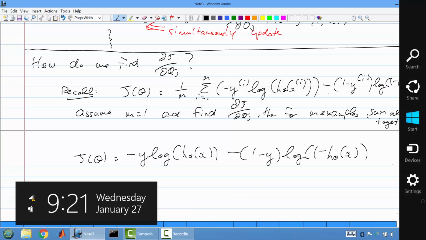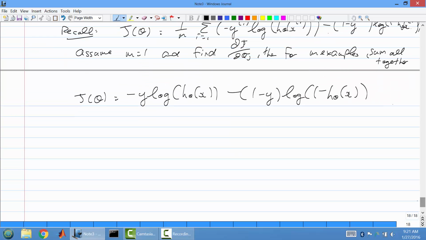All right, so let's make a little bit of a side note. Because we have to take the derivative of this, we're going to have to take the derivative of the sigmoid function, because that's what the hypothesis is. So if you recall, this is the sigmoid function.